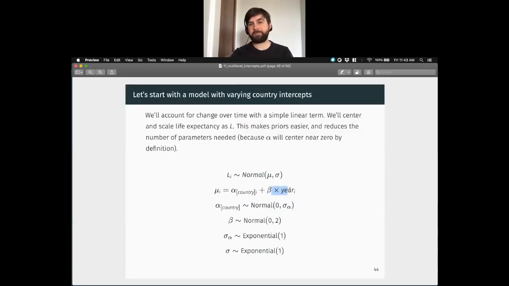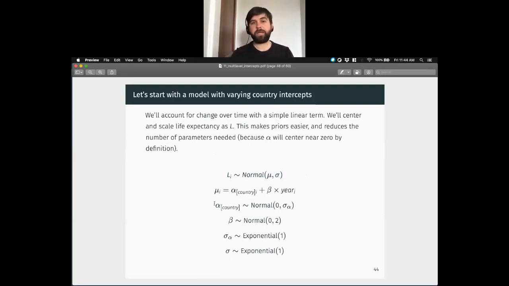So we're just going to have a beta times year. I'm going to center year at 0 because beta times 1955 ends up with a beta that's really close to 0, just to capture that line. Instead, I'm going to make 1952 equal to 0, and then 1957 will be equal to 1, and 1962 will be equal to 2, just to make that beta not quite as close to 0 as it would be if I didn't subtract 1952 off. And then we're going to estimate an intercept for each country, right? I'm going to center life expectancy to make priors easier.